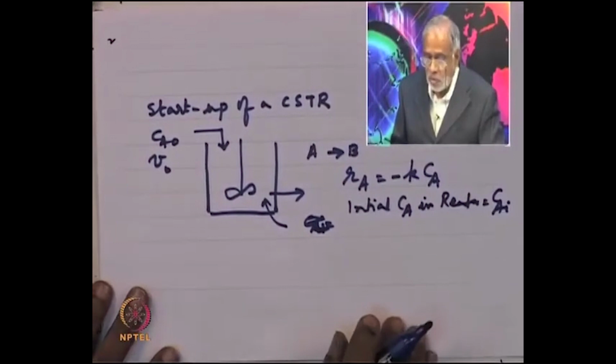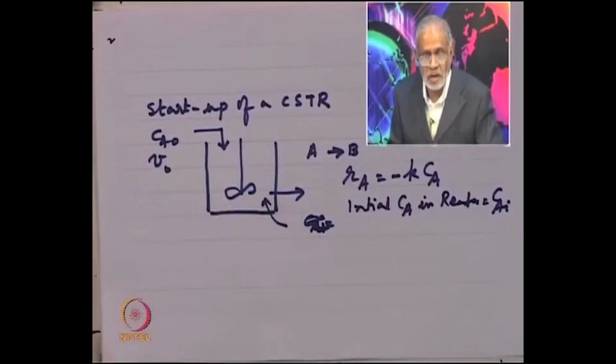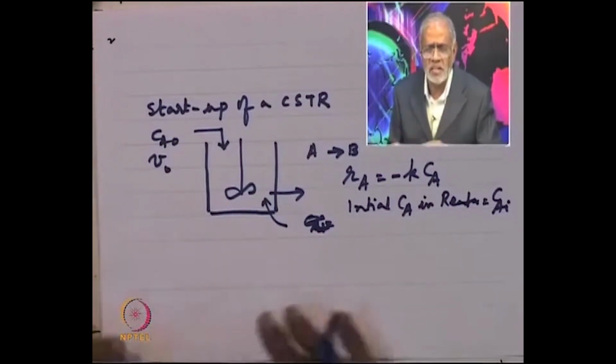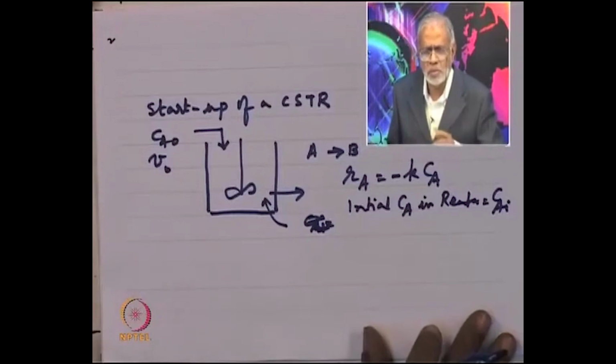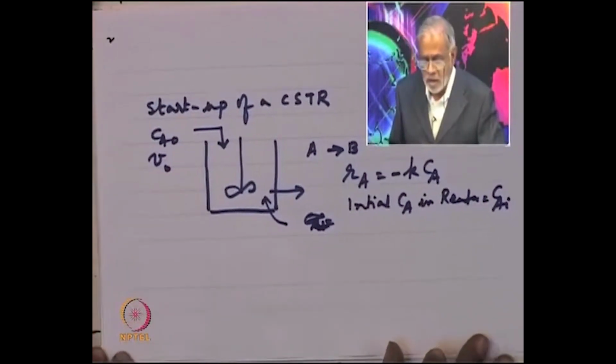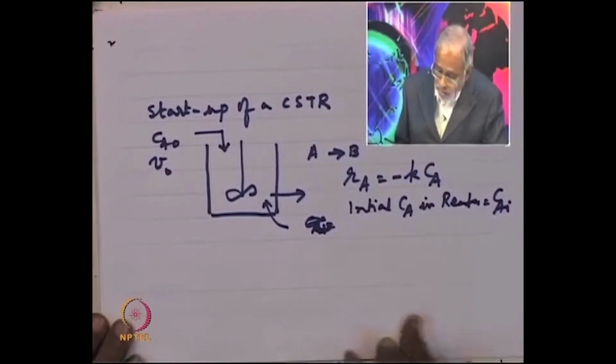So, we want to see how long it takes for this process to reach steady state, number one, and what else we can do to see that the steady state is attained as quickly as possible. It is something of great interest to us if you are starting up a CSTR on a daily basis for some process. So, how do we deal with this?